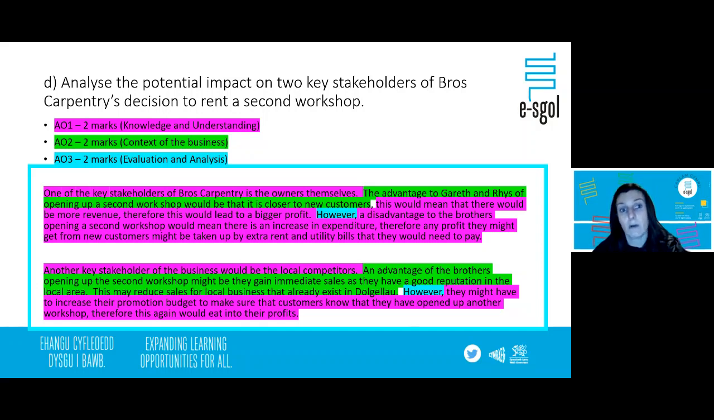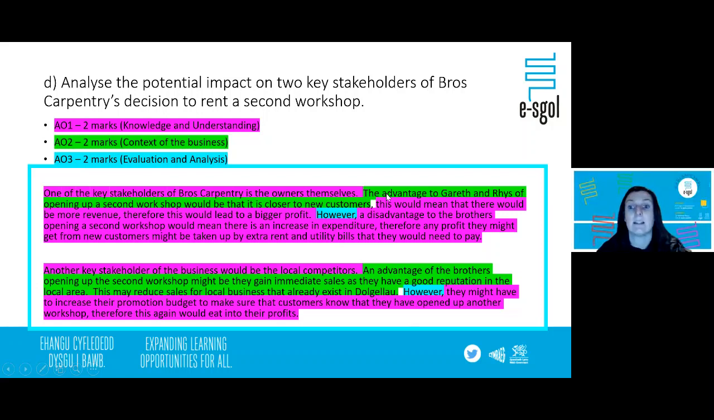Government could have been one, local community could have been one. So anybody that's affected by the business could be put as the stakeholders. The two that I've chosen are the owners, and I've chosen local competitors. So what I've said with the owners is that opening up a second workshop, although that is closer to customers, would mean that there will be more revenue, therefore would lead to bigger profit.